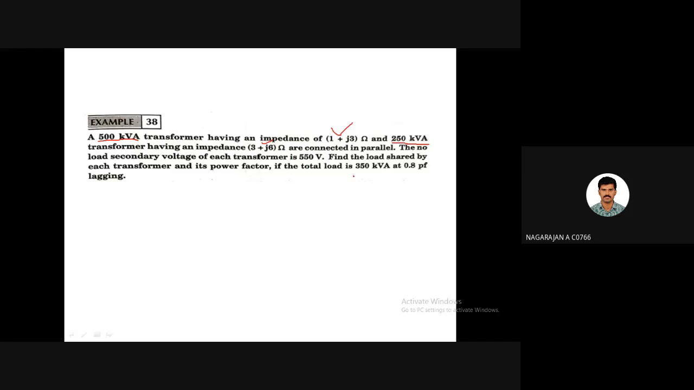Okay. So what will happen if these two transformers of different rating are connected together? They have given that the secondary voltage of these two transformers is equal to 550 volts. The voltage rating of the secondary side, V2 of transformer 1 and V2 of transformer 2, is equal to 500 volts.